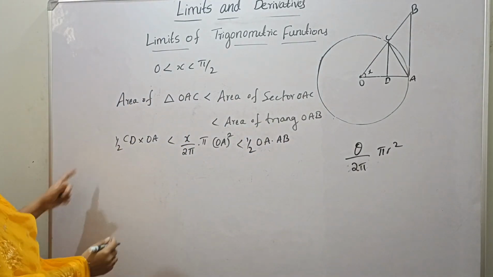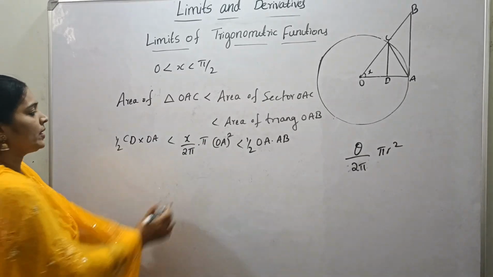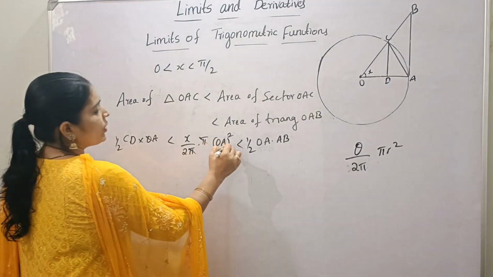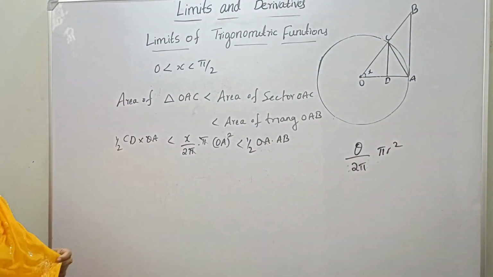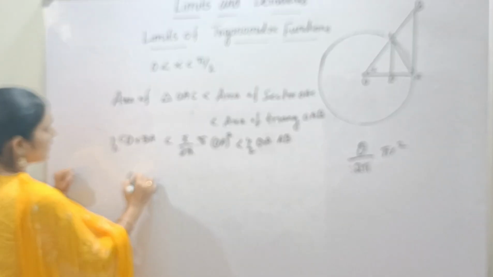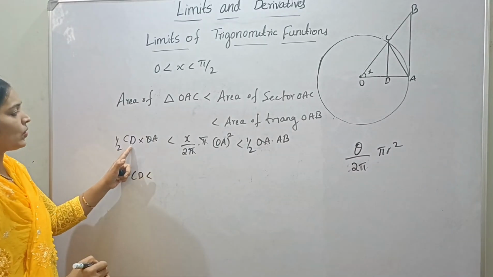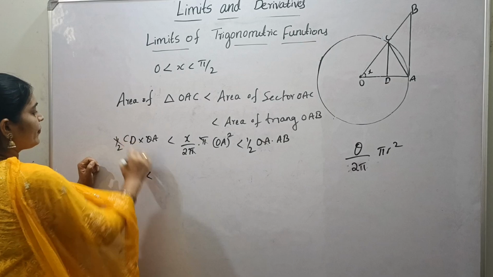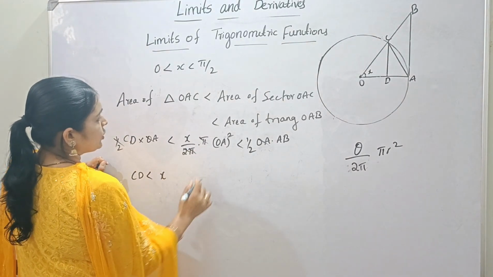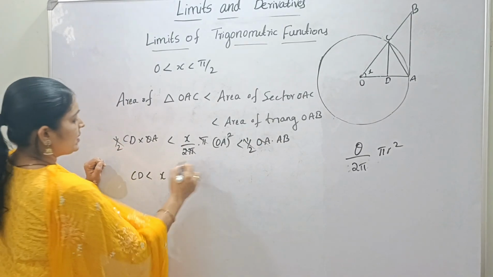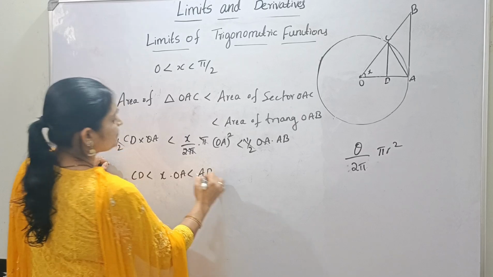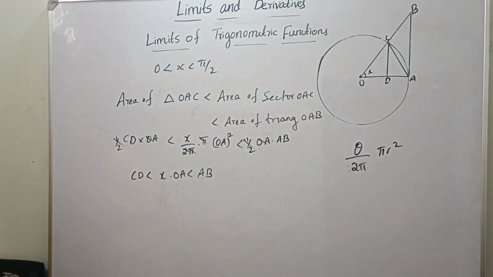Okay, see here 1 by 2 cancelled, here pi cancelled, and OA, here 1 OA cancelled. So we can write it directly, that is CD less than x, CD is remained here, half is cancelled, here 2 cancelled, 1 by 2 cancelled, x into OA less than AB.